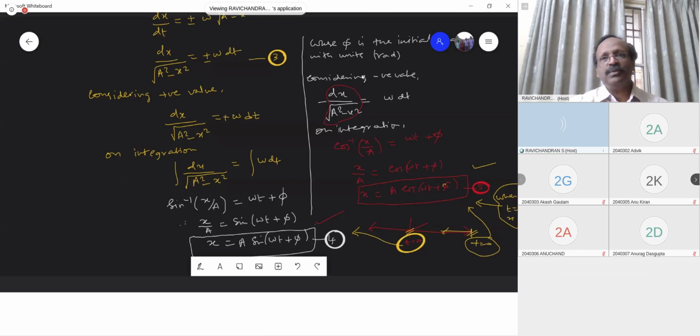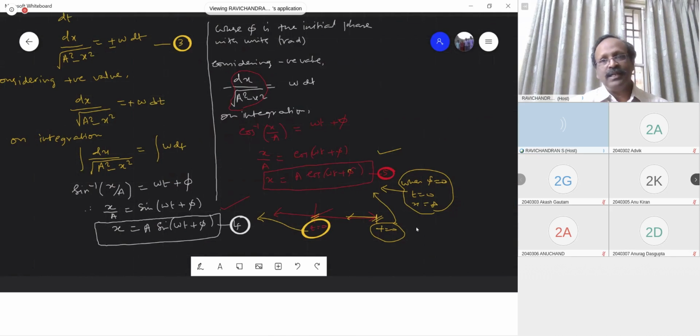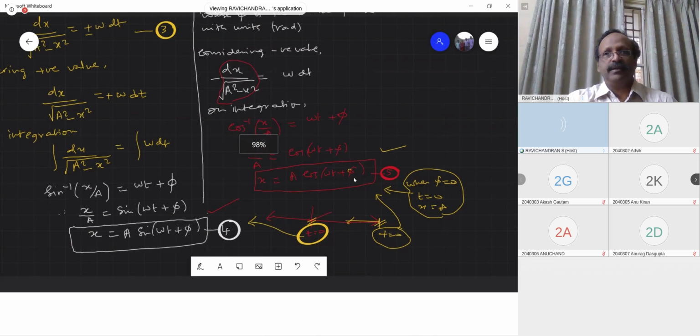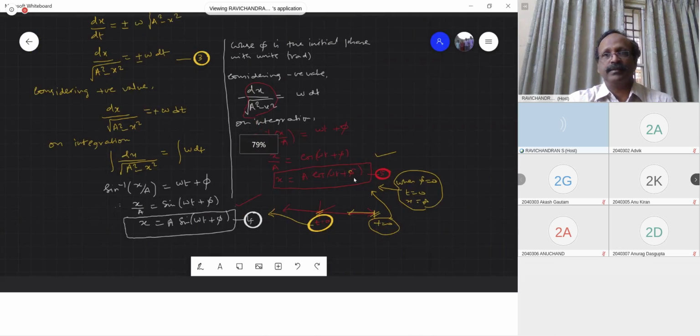Then I take the other one, considering the negative value. I get cos of theta, and I get x equal to a cos of omega t plus phi. This equation is applicable when I start from the extreme position, t is equal to 0. So both the equations are allowed. That depends on where you are starting the time, whether from the mean position or from the extreme position. This is what I just wanted to teach you, and I want to give you some more related ideas. Shall I go to the next part? Understood?